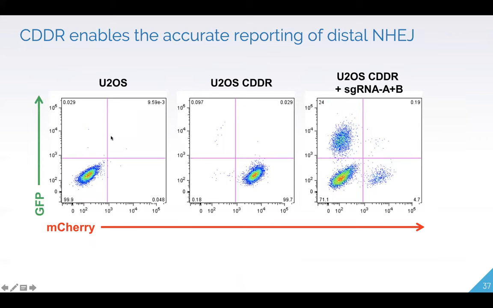Here's an example. If you look at that by FACS, here we're looking at GFP on the y-axis, M-Sherry on the x-axis. Normally cells are all red, but after inducing 2 double-strand breaks in that construct, some cells will turn green, about 25% of them. Some cells will remain red, and the bulk of the cells will lose both expression.